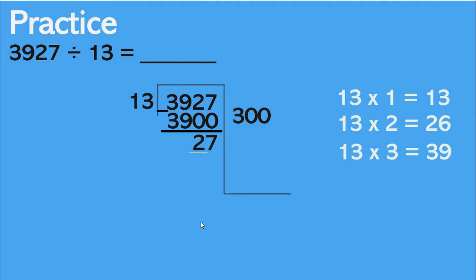I'm going to look at the 2 in the tens place. I can't distribute two tens rectangles between 13 groups. So now I'm going to look at my total number of ones. I have 27 ones. I can distribute 27 ones between 13 groups.